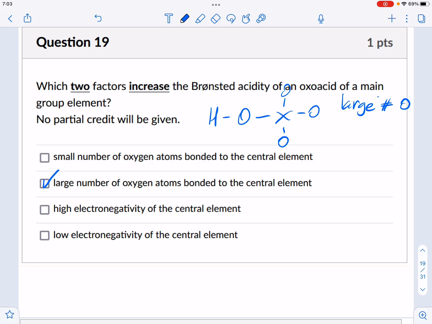So this is one. You need a large number of oxygen atoms, not a small number, and you want X, this central atom right here, to be more electronegative, because if it's more electronegative, it's pulling more electron density from oxygen, and if you pull more electron density from oxygen, then oxygen becomes less able to keep the proton. Therefore you are weakening the hydrogen-oxygen bond, and therefore you make the acid stronger. So you want a high electronegativity of the central atom.